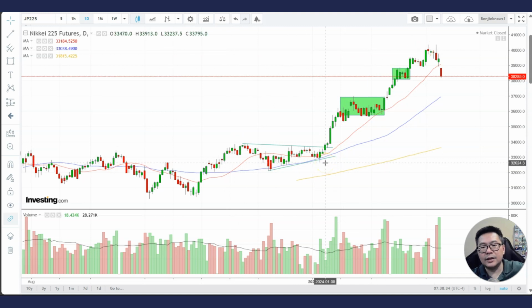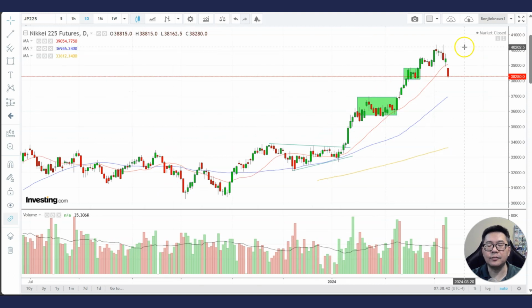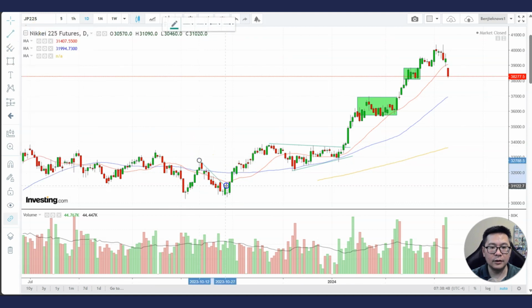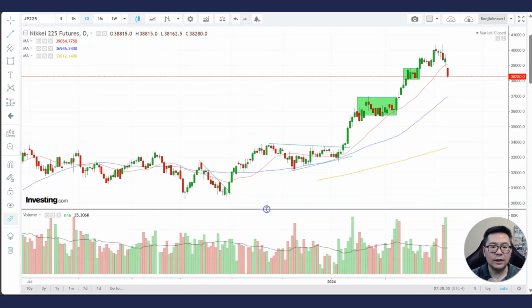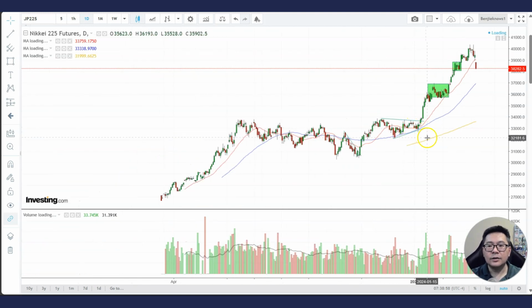And the good thing is it happened at the 20 MA and 50 MA, which hints at more rise in the Nikkei. And here we have a double bottom trade as well. Some traders can buy the break of a downtrend line as it breaks above here. Because there's a double bottom, you can buy here, put a stop loss and ride it higher.